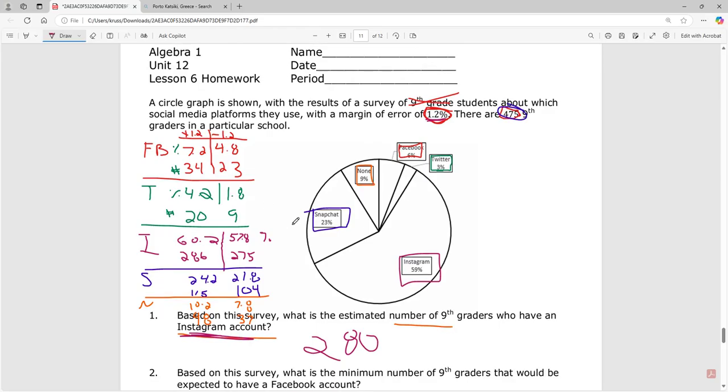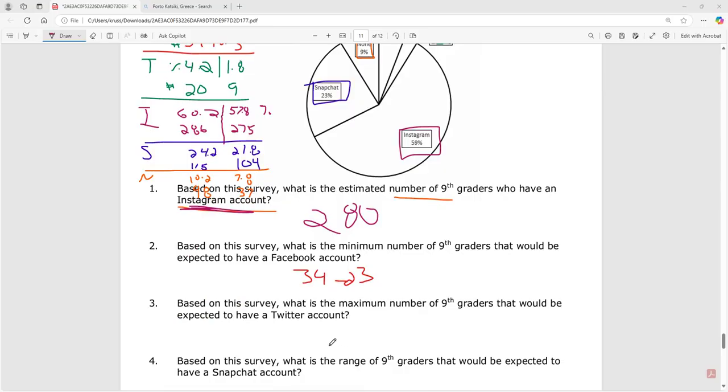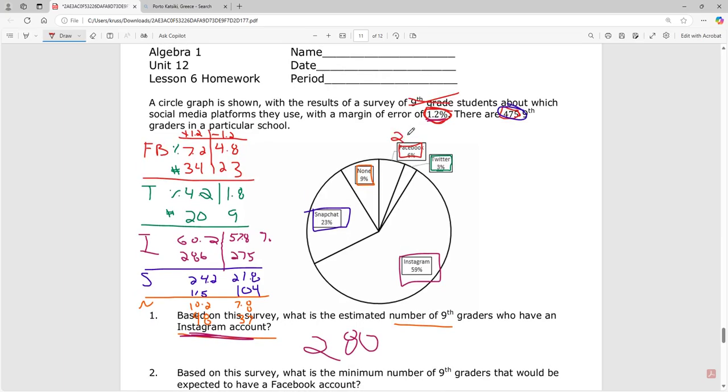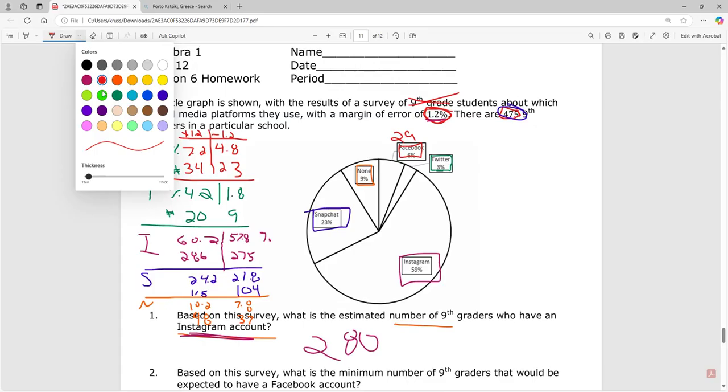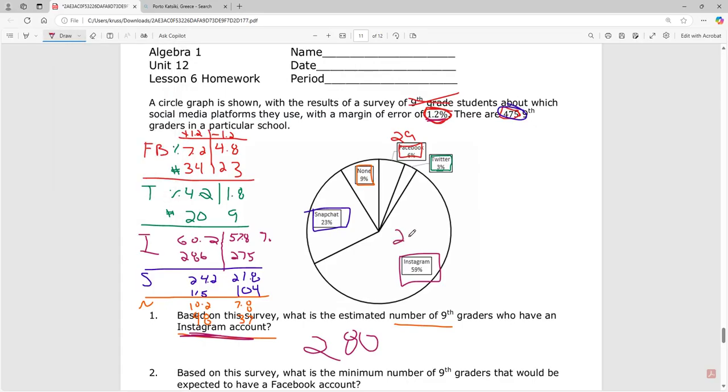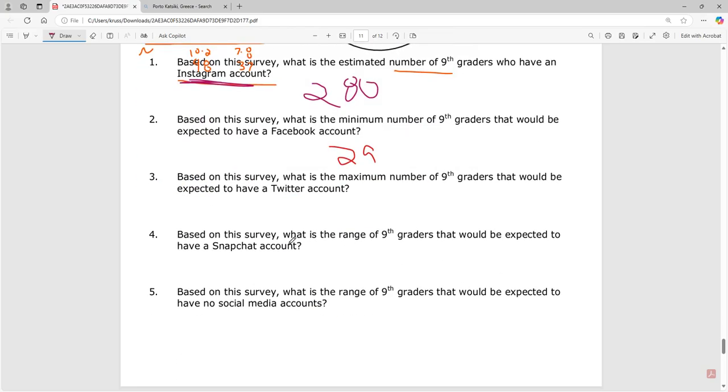Okay, and then for Facebook, it's 0.06 times 475, and that's 28.5. We'll round it up to approximately 29. Oops, that's the wrong block and color. That's 29. So this is 29. This is 280. All right, 280 plus or minus 1.2%.